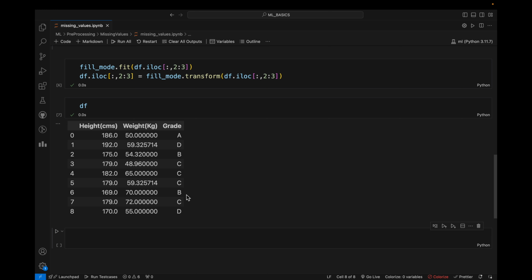And whenever you want to fill the values, you can use one of these strategies that we have discussed.